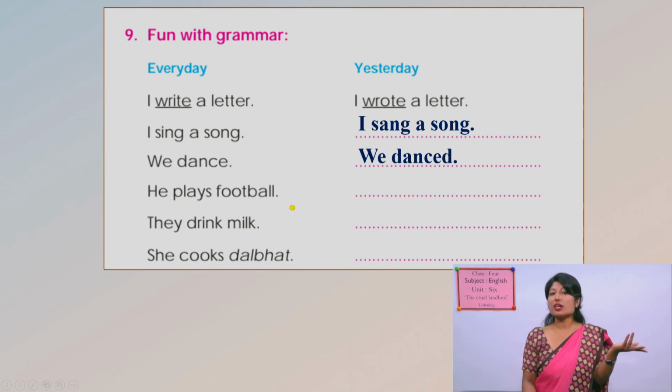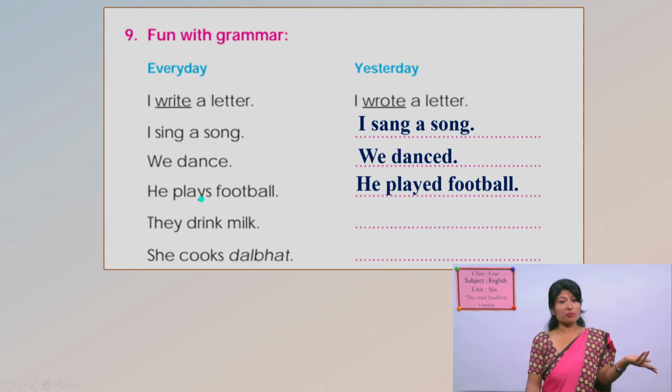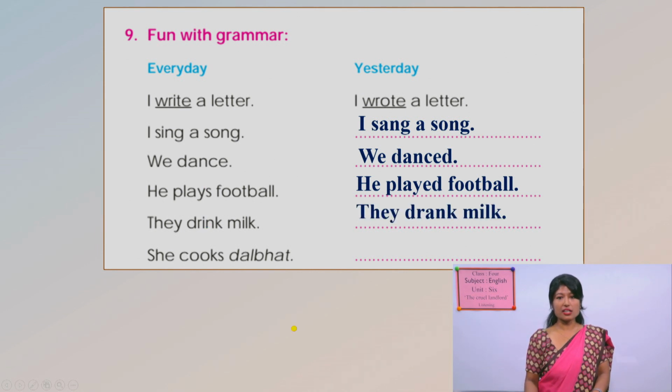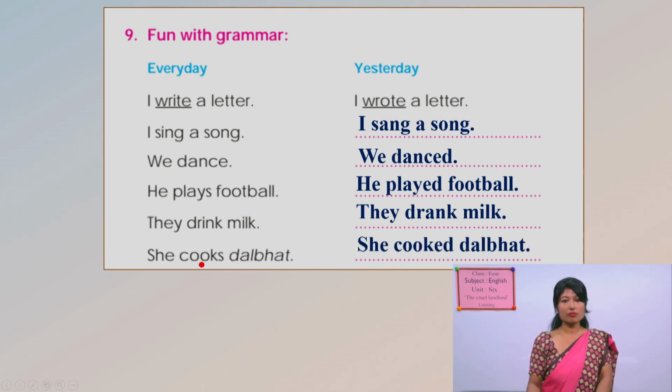He plays football changed into he played football. Plays changed into played. Okay. Next, drink, drank. Drink changes into drank. And then cooks. She cooked dal bhat. So in this way, we can change present sentences into past just by simply changing the verbs. Okay.